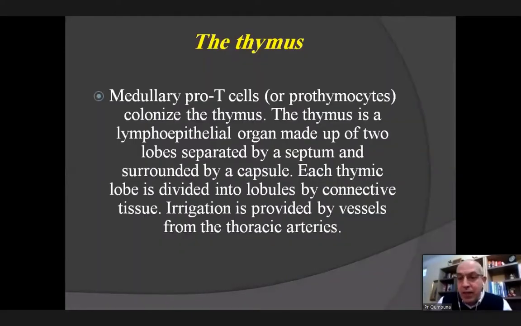Everything starts in the thymus. Of course, T cells are born in the bone marrow, but differentiated in the thymus. Prothymocytes colonize the thymus. The thymus is a lymphoepithelial organ made up of two lobes separated by a septum and surrounded by a capsule. Each thymic lobe is divided into lobules by connective tissue. Irrigation is provided by vessels from the thoracic arteries.